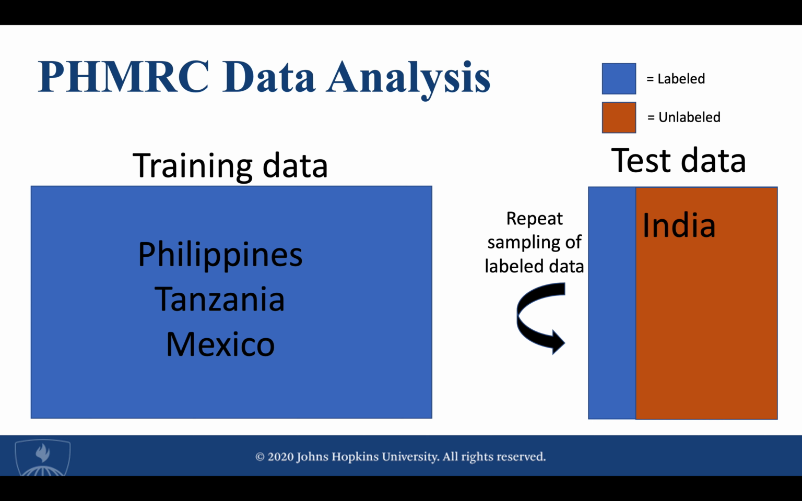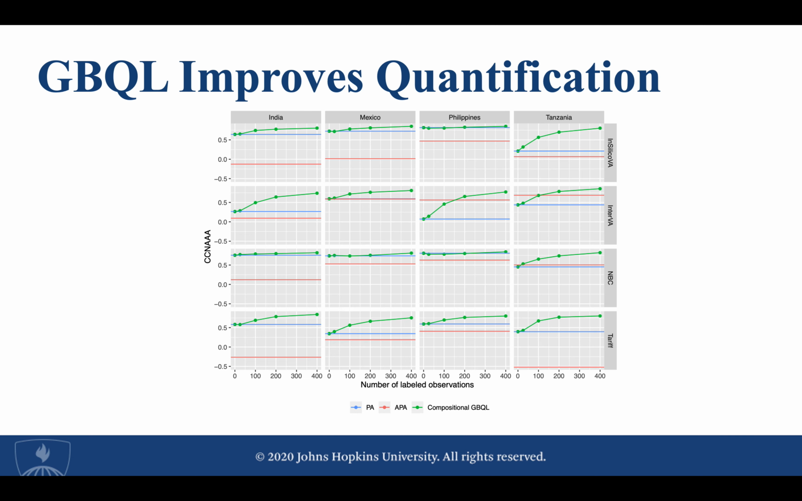To demonstrate the advantage of our method, we use this Population Health Metrics Research Consortium, or PHMRC, dataset, which has symptoms and true causes of death for thousands of individuals in 4 different countries. We choose one country as the test data, which we split into an unlabeled and labeled set, and train several algorithms using the other 3 countries. We then repeat this for each country as the test set. For each country, we know the true distribution of a small number of causes of death, and we compare this true distribution versus the estimated proportion.